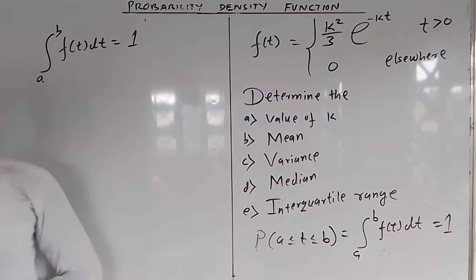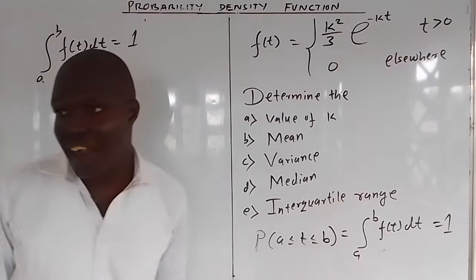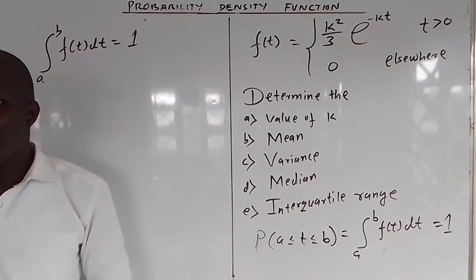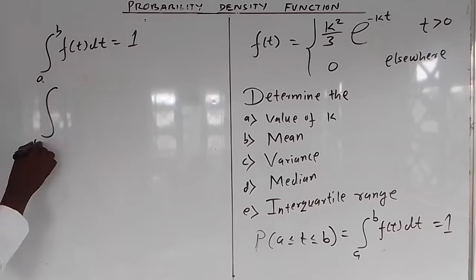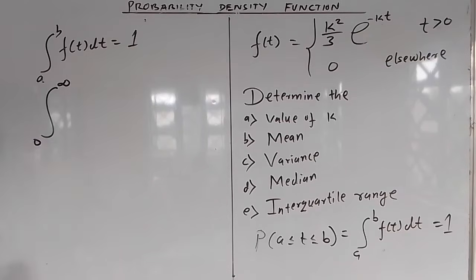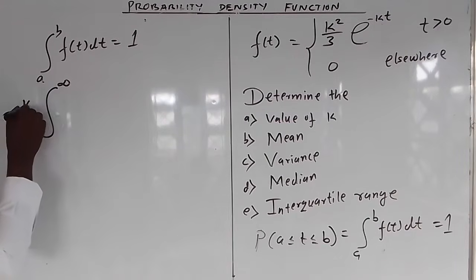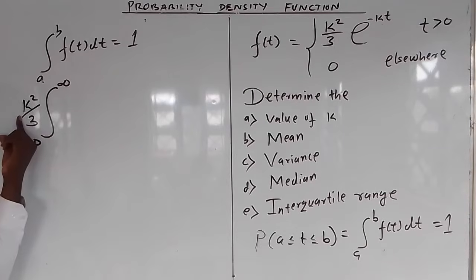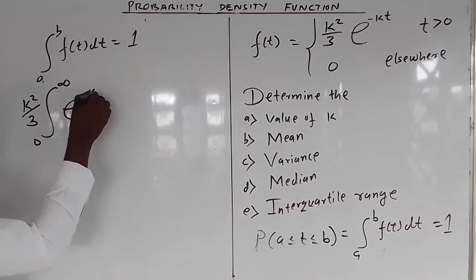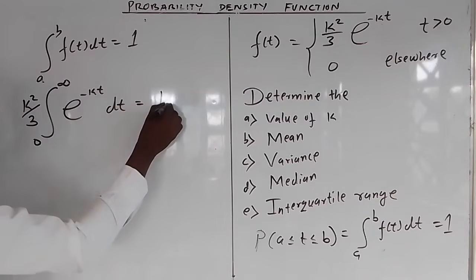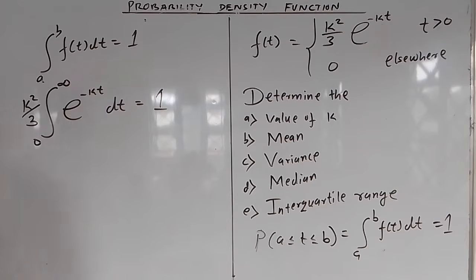Are you seeing? So this probability density function, what is f of t? It is this when t is greater than 0. When t is greater than 0, it means it is from 0 to infinity. So our limits: a is 0 and b is infinity. So we integrate from 0 to infinity of f of t, which is k squared over 3, a constant you can factorize outside, isn't it? Then you remain with exponential negative kt dt. If you integrate over the whole of this range, you are supposed to get the whole range of a probability measure, which is 1.